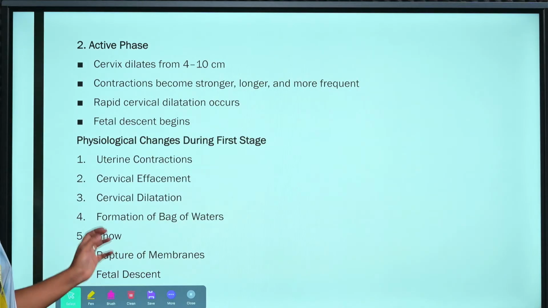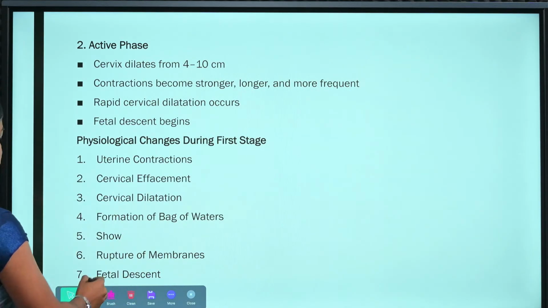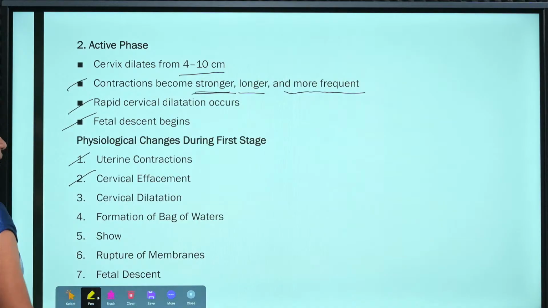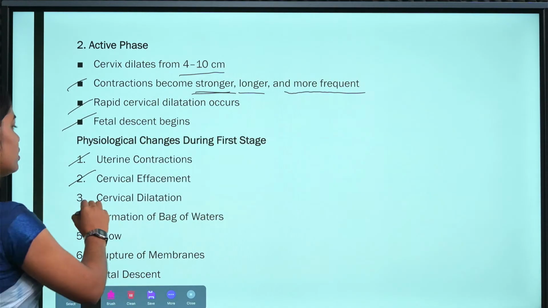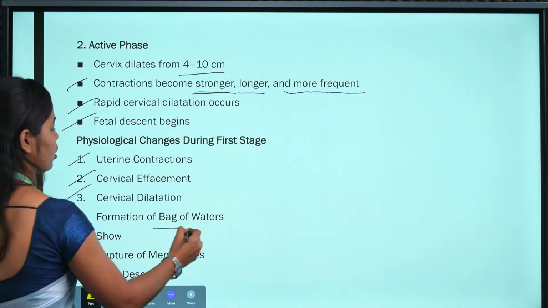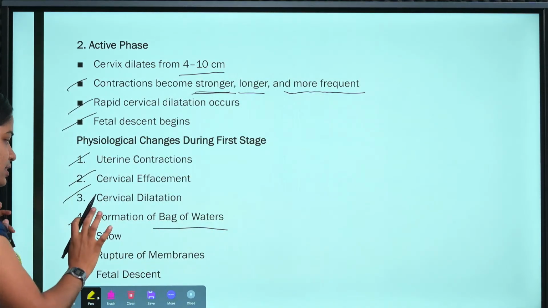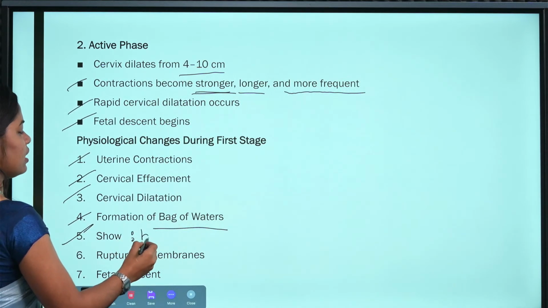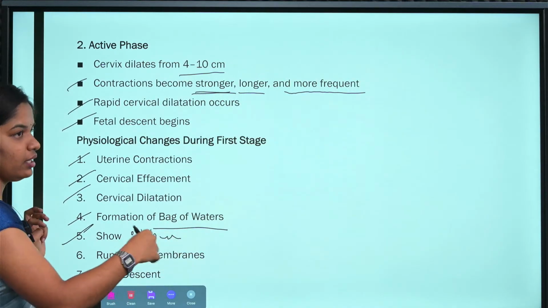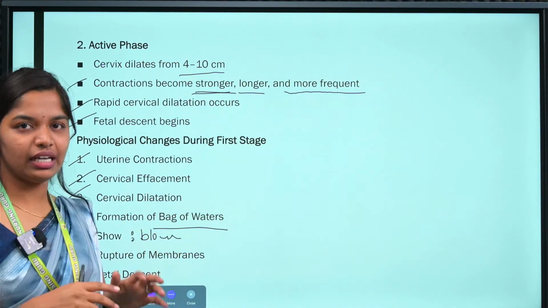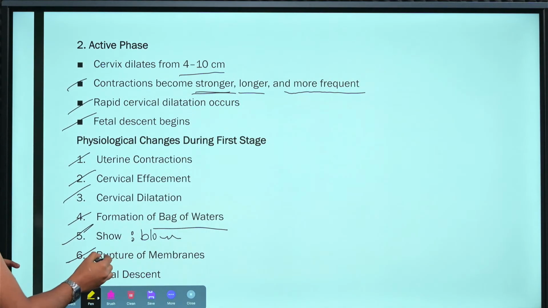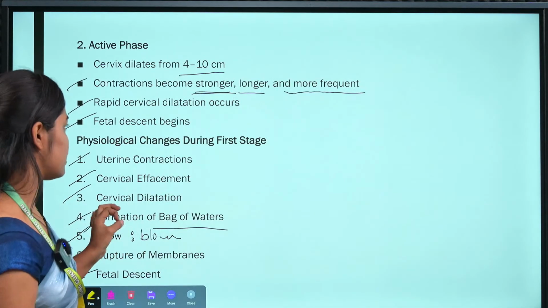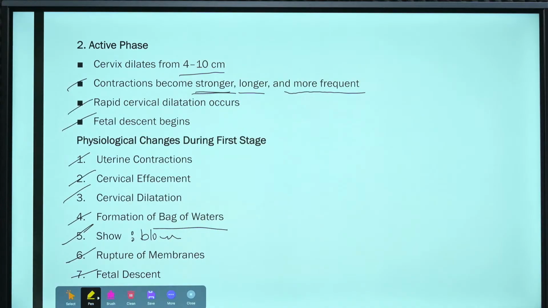Physiological changes at the first stage of the labor: uterine contraction will occur here only. In the first stage, uterine contraction will occur, then cervical effacement will start, and also the cervical dilatation, and the bag of water will form in the first stage of the normal labor. Show will occur here. The show means the blood clots or blood stains from the birth canal or uterus. Then rupture of the membrane and the fetus will descend. The presenting part will descend in the first stage of the labor. These are all the physiological changes during the first stage.